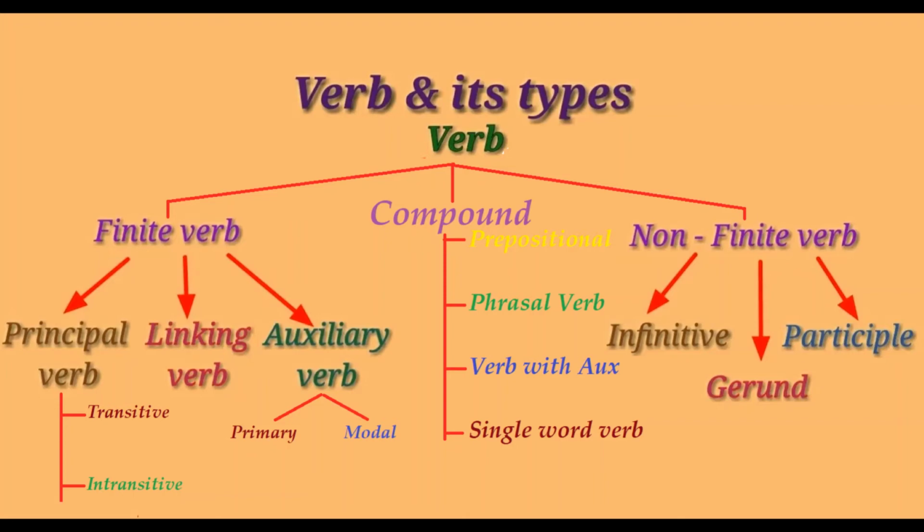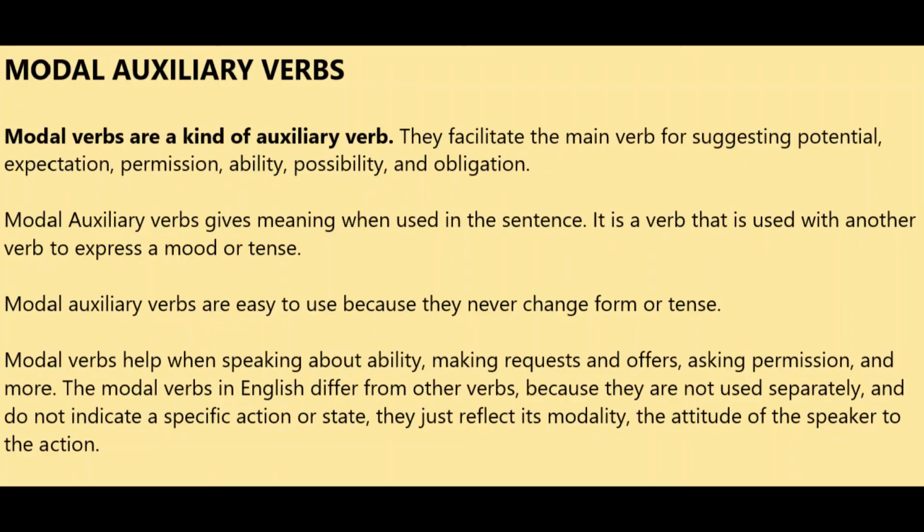Now we are coming to another very important group of verbs, and they are called modal auxiliary verbs. Why are they called modal auxiliary verbs? Because these verbs change the mood of the sentence completely. They facilitate the main verb for suggesting potential, expectation, permission, ability, possibility, obligation. They change the mood of the sentence. Modal auxiliary verb gives meaning when used in the sentence.